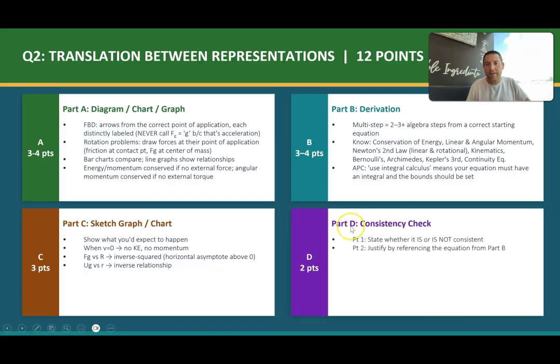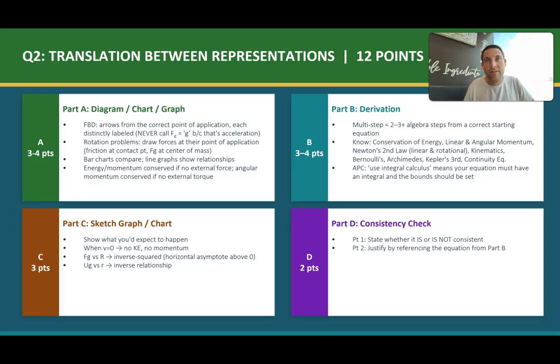And then finally, part D is state whether your sketch, graph, chart, whatever it is, is consistent with your derivation. So in your justification, we want to reference that derivation. Even if you think you probably messed up, still go with it. Remember that error carry forward. Say whether it's consistent or not, and go with it.